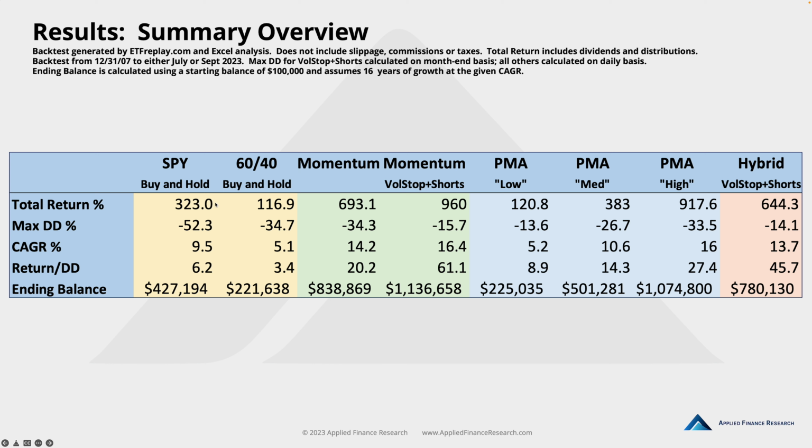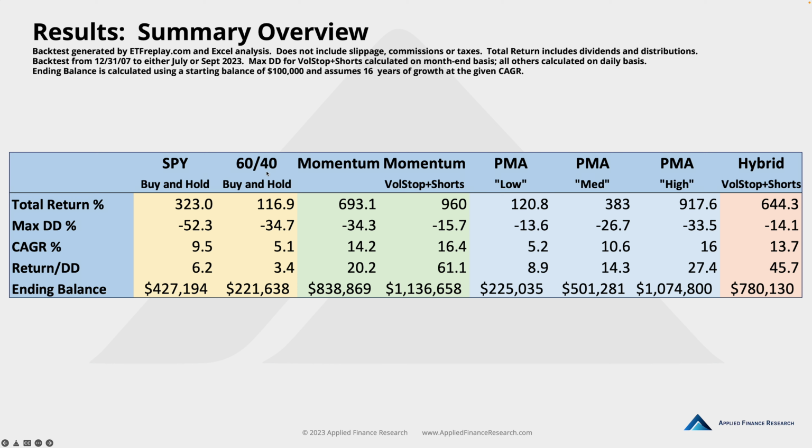We can see that the total return was 323%, maximum drawdown of minus 52.3, compounded annual growth rate 9.5, return to drawdown ratio of 6.2, and the ending balance. This is the ending balance of a hypothetical account, and we assume the starting balance is 100,000. We assume it grows at the compounded annual growth rate given here, so that would be 9.5%, and we assume it grows for 16 years. In other words, the end of 2007 through the end of 2023, and this is the hypothetical ending balance.